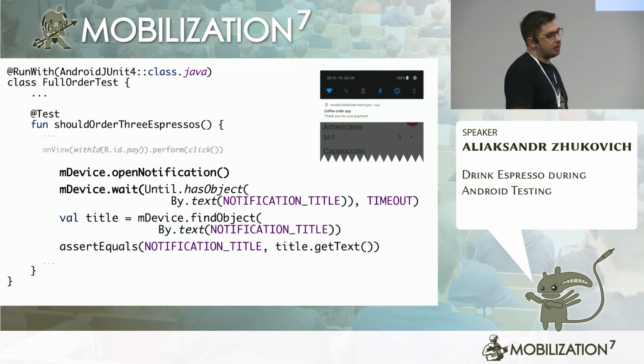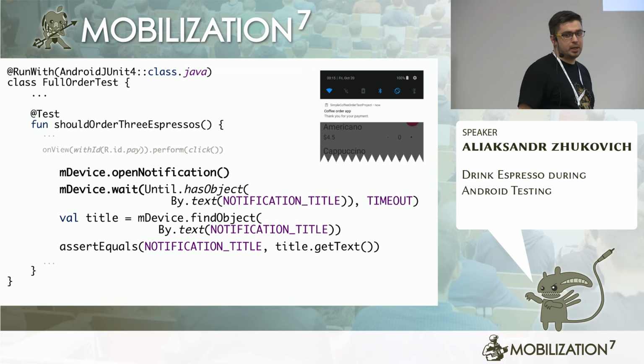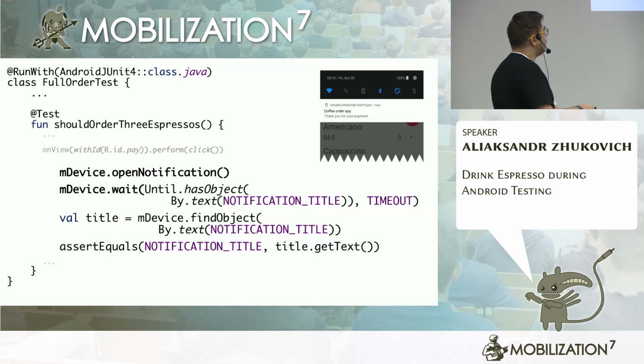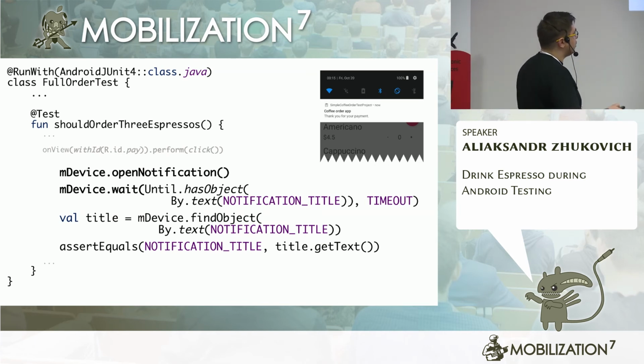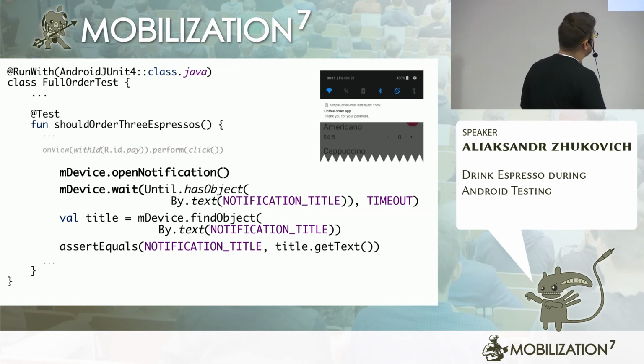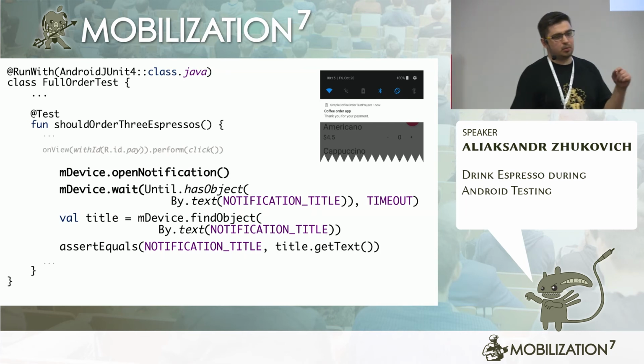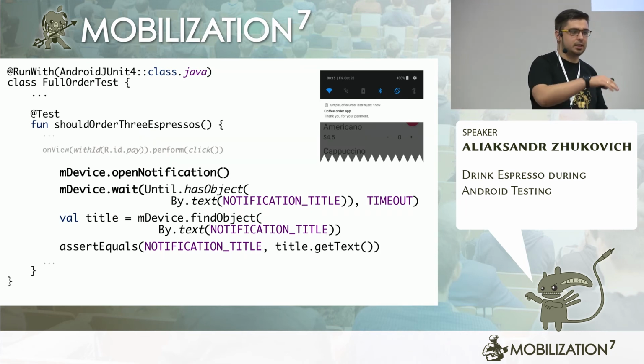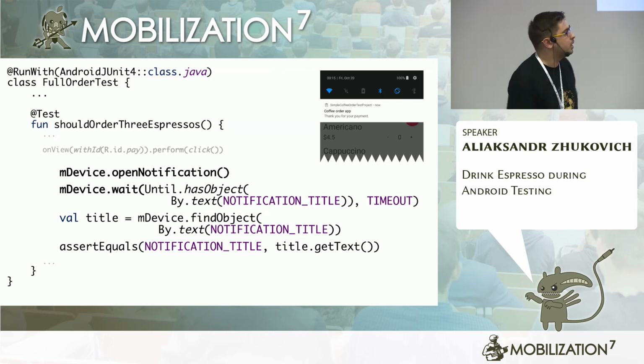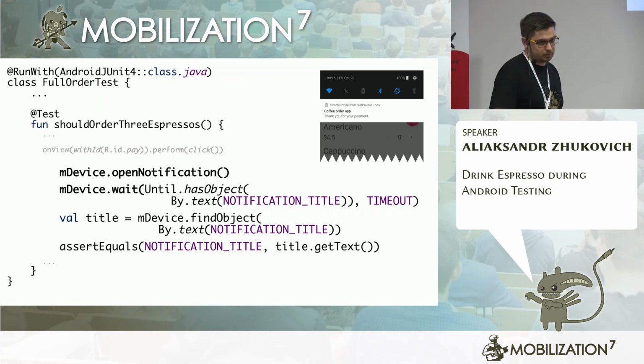And in the next step, we start using UIAutomator and display our notification, wait some time for rendering, look for our notification and just compare whether it's the correct notification or not. After that, with UIAutomator, we can click on this notification and continue testing our application with Espresso.